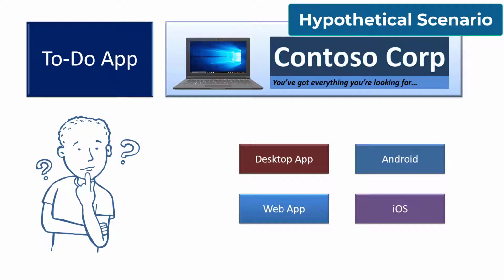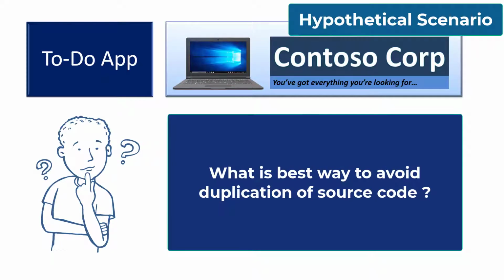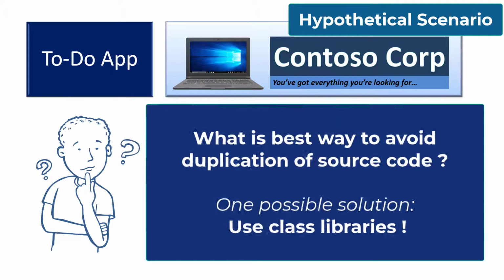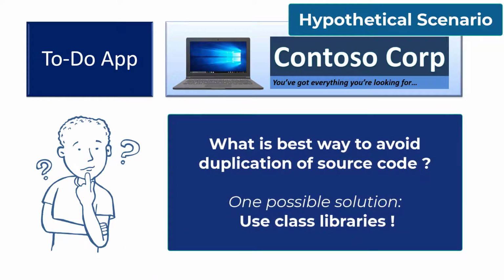Now the obvious question in this case is, can we avoid duplication of the source code? And is it possible to make a single copy of the source code and reuse it in all the applications which are targeting multiple platforms? The solution to this problem is to create a class library project. That project should contain all the reusable business logic.